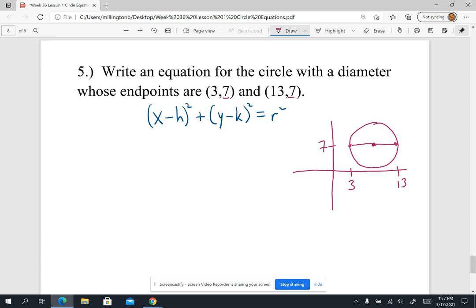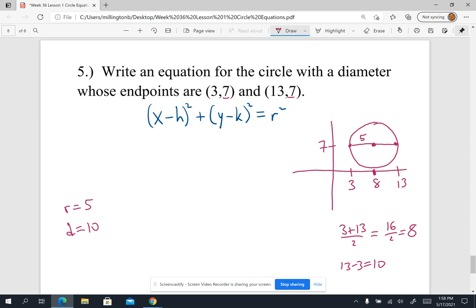So how do you find what's exactly in the middle of those? Well, there's a few ways. You could average those. You could say, 3 plus 13 divided by 2. 16 divided by 2 is 8. So the center right here would be 8. You could have said 13 minus 3 is 10. So the whole diameter is 10. So your diameter is 10, which would mean the radius is 5. Right? So then that would mean my radius is 5. So 3 plus 5 would get you to 8, or 13 minus 5 would get you to 8.